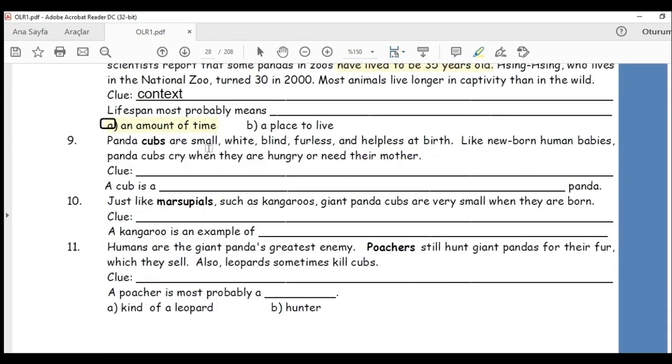Question 9. Panda cubs are small, white, blind, furless and helpless at birth. Like newborn human babies, panda cubs cry when they are hungry or need their mother. Come on, what is a panda cub? What can it be? It's like newborn human babies, and it cries when it's hungry, when it needs its mother. So, right? The clue is "like," because we can take it out from here, and a cub is a baby panda.